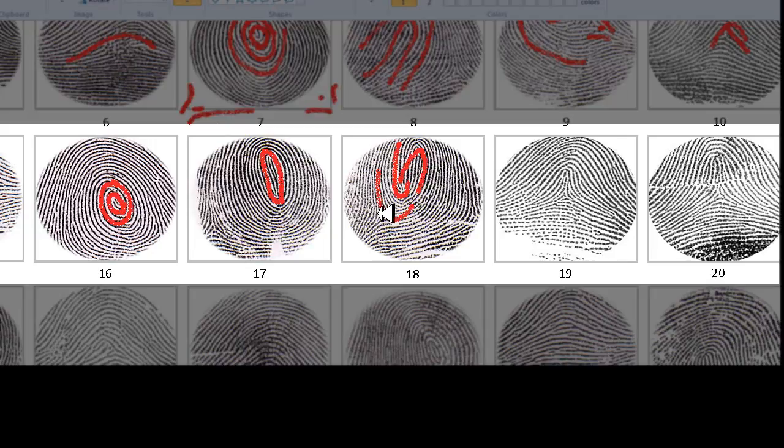And actually, it's very clear to see the two deltas are in this proximal region right here. So this would be a whorl. This is our tent. Another tent, you probably remember this. Put these in so you keep remembering them.